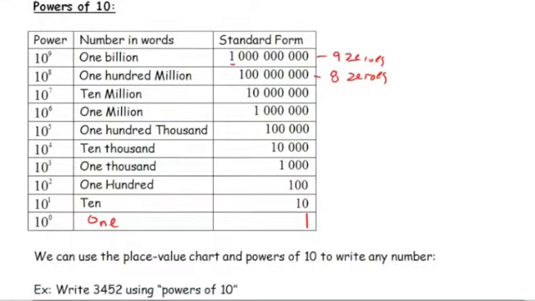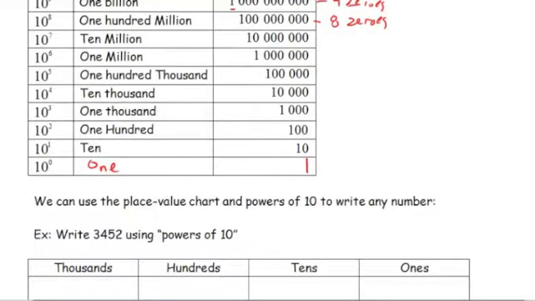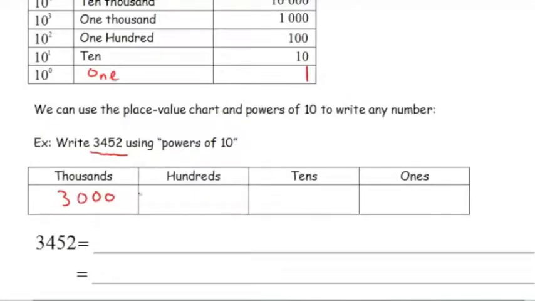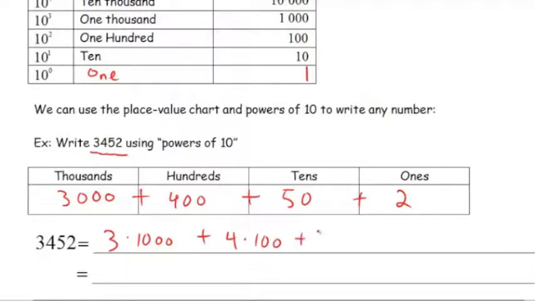Our application for this is we can use the place value chart and powers of 10 to write any number. So if we're looking at this number 3552, that's going to be 3,000. If we add to that the hundreds, there are 5 hundreds, add to that the tens, which is 50, and then add to that the ones column, which is 2. So what that looks like is we can say, that's 3 times 1,000 plus 5 times 100 plus 5 times 10 plus 2 times 1.